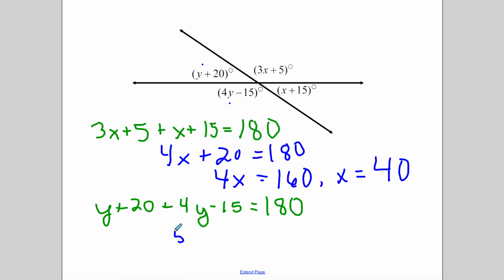y plus 4y is 5y. 20 minus 15 is 5. That equals 180, so I need to subtract 5 from both sides, and I get 5y equals 175.